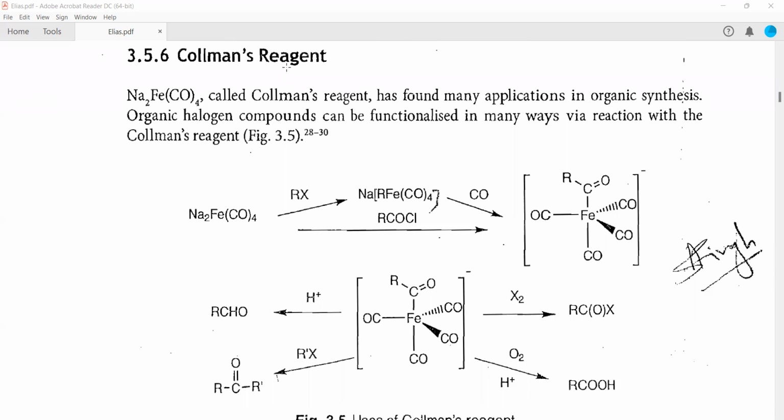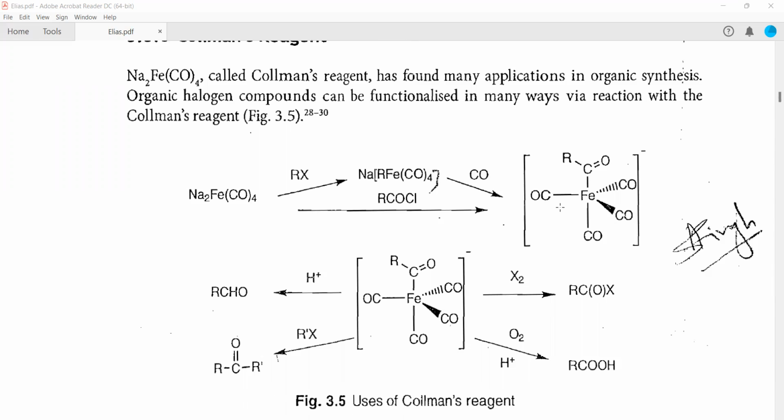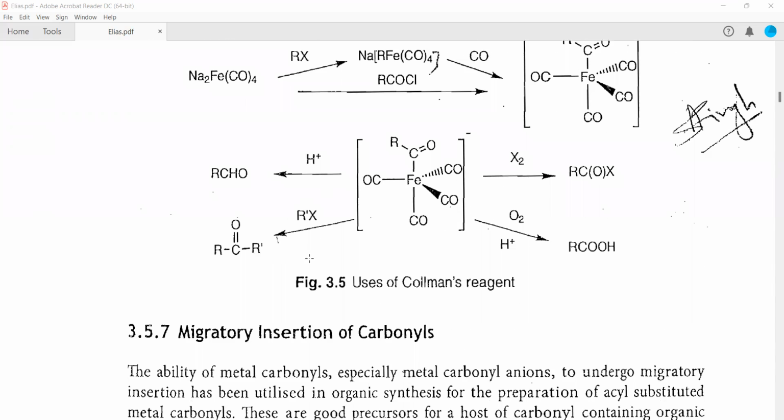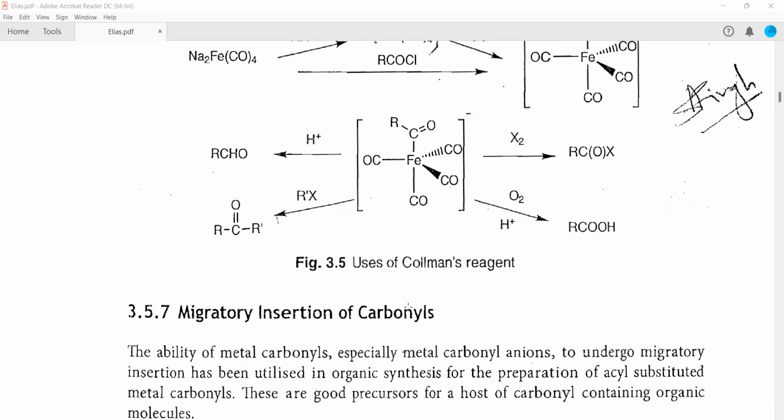So this is a very reactive intermediate. And also, if you give some organic halides, then you can form ketones. If you give oxygen, in the acidic medium you can form acid. So there are various uses of Collman's reagent.